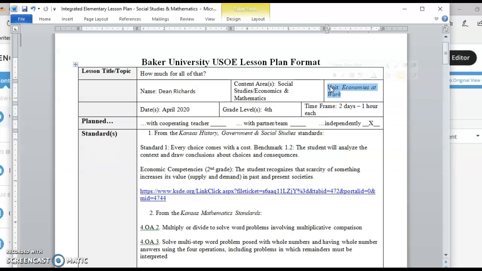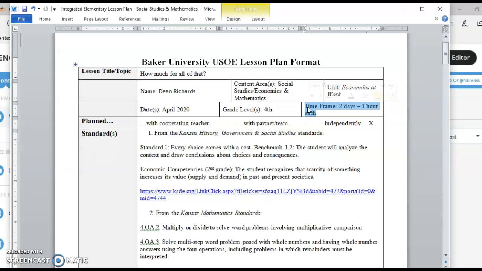What you're doing is just planning a lesson, and you can think about a unit, like for example this would be a good lesson to use in an overall unit about economics, but you don't necessarily have to at this point. Dates, I just put a rough estimate for that. Grade level, this is a lesson plan designed for either 3rd or 4th grade. Time frame, this is a lesson plan that would take about 2 days.